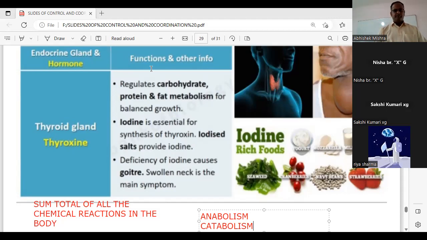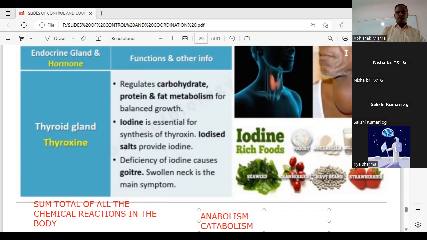Okay. Yes, we are for growth also. Harshraj, Nisha, correct. Respiration is catabolism, correct. And photosynthesis is anabolism. Very good, Nisha.